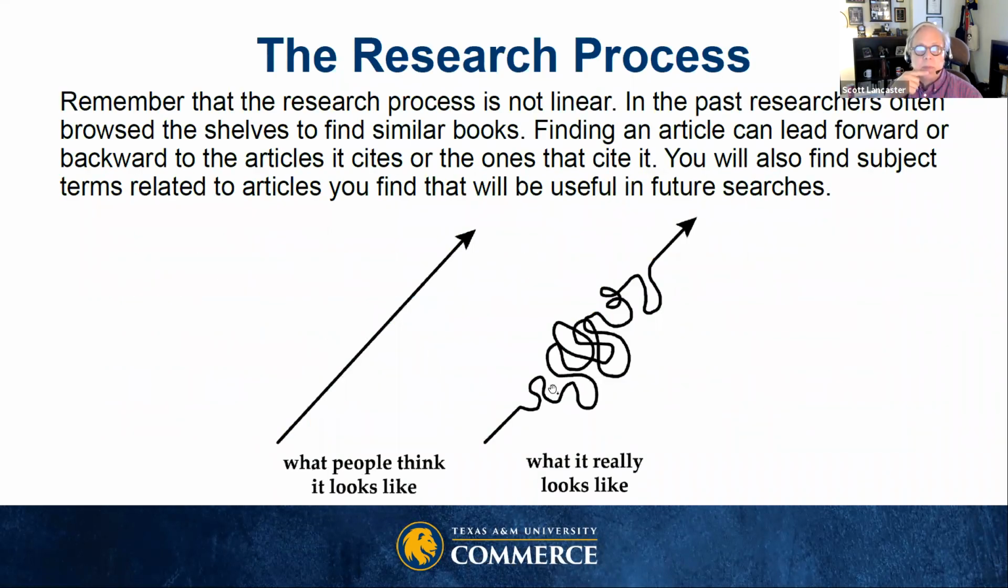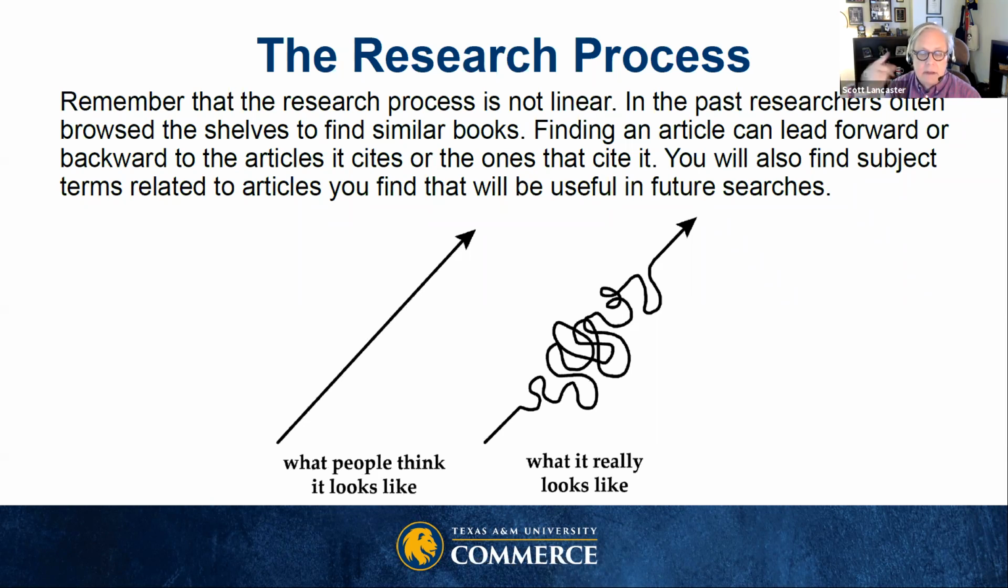Remember that the research process is not linear. In the past, researchers often browse the shelves to find similar books. Finding an article can lead forward or backward to the articles it cites or the ones that cite it. You will also find subject terms related to articles you find that will be useful in future searches.